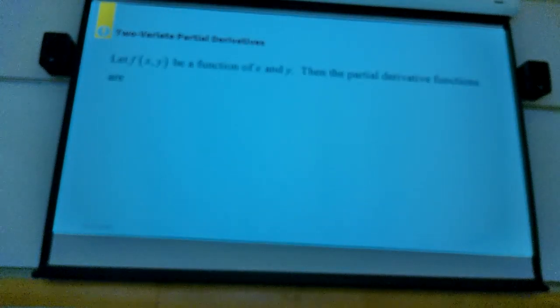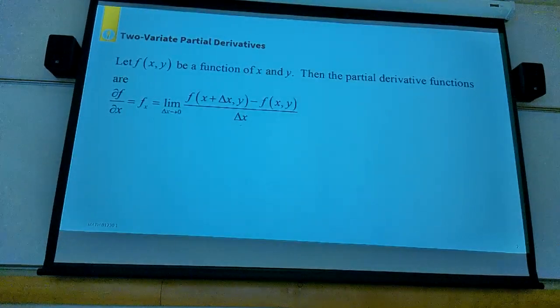F of x y is a function of both x and y. The partial derivative function for two variables, there are two of them. You have partial f, partial x. So the partial of f with respect to x, also is f sub x. Limit as delta x goes to 0, f of x plus delta x comma y minus f of x comma y all over delta x.